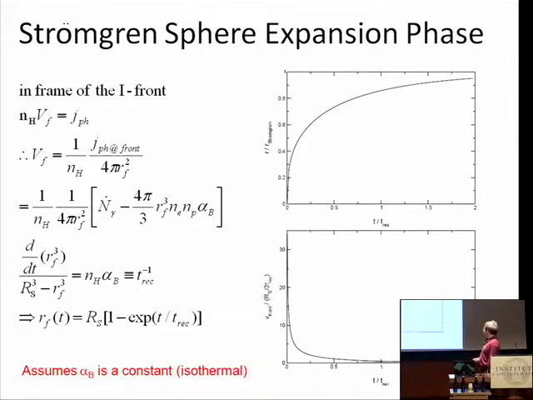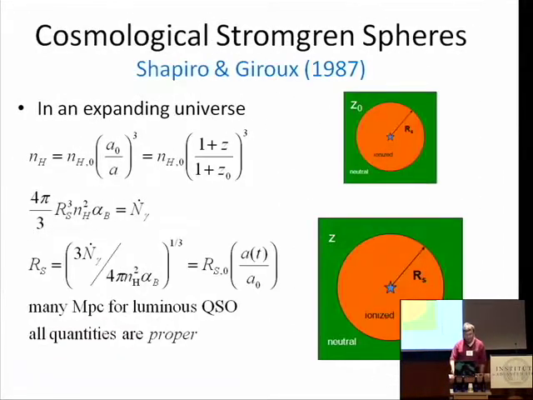And here's the velocity of the I front. One of the reasons why I show this is that it's a wonderful verification test for codes, because you have an analytic solution. I have to point out that this assumes that alpha sub B is a constant. That is, that the ionized gas is isothermal, which is a pretty good approximation. It's typically about 10 to the 4 Kelvin. So there's that. This has been generalized to cosmological I fronts by Shapiro and Giroux.